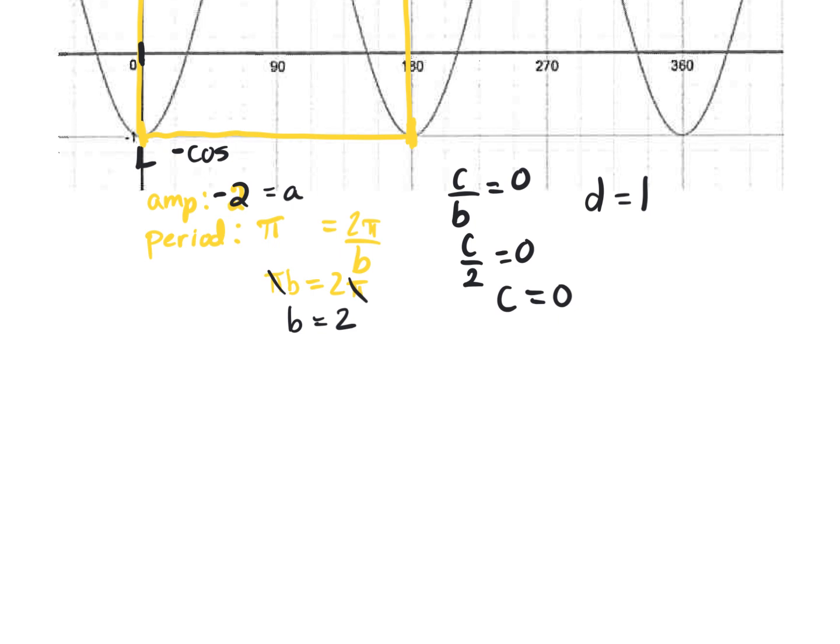So guess what? All we need to do is write the equation. Y equals negative 2 cosine of what? Minus 0. So do we even put that in? And then what? And that's it. Do you see how drawing that window is the big important thing?